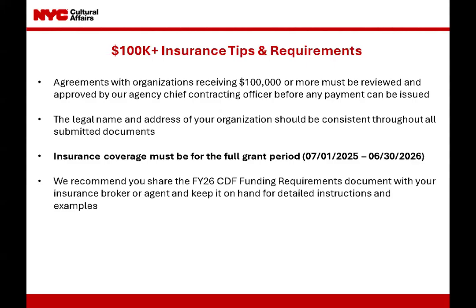Insurance tips and requirements for grantees with awards of $100,000 or more. Agreements with organizations receiving $100,000 or more must be reviewed and approved by our agency chief contracting officer before any payment can be issued. Please make sure your organization's legal name and address is consistent across all submitted insurance documents. Insurance coverage must be for the full grant period, that's July 1 through June 30th. This may mean that you need to submit 2 certificates for each type of insurance in order to cover the full grant period. We will go over this in more detail in a moment.